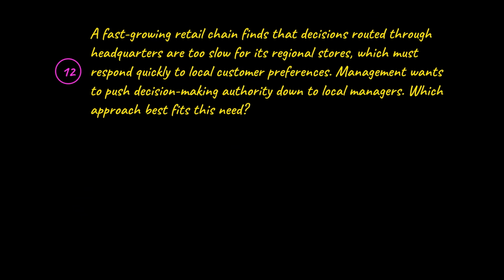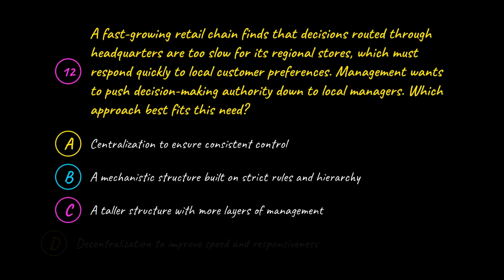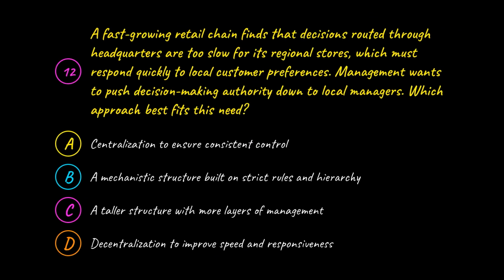Your options are A. Centralization to ensure consistent control, B. A mechanistic structure built on strict rules and hierarchy, C. A taller structure with more layers of management, D. Decentralization to improve speed and responsiveness. What's your answer? Commit to one before I continue.